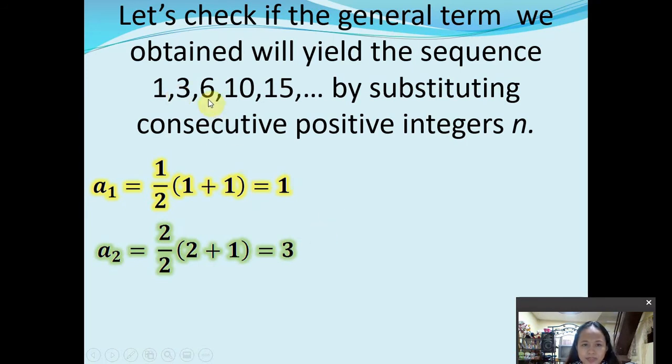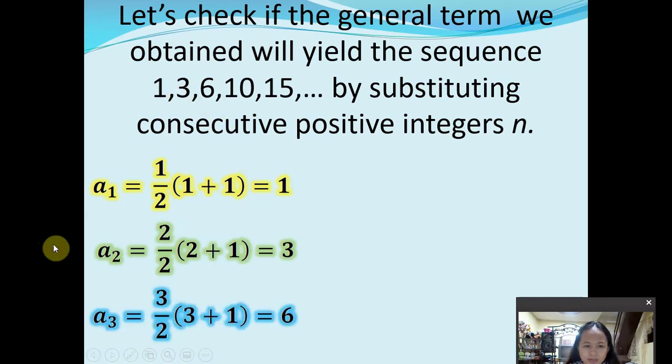For the third term, that's 6. Okay, so we have the third term. So our n here is 3, so we replace n with 3, and the other n with 3. So we have 3 plus 1, that is 4, times 3 halves, that is simply 4 times 3 is 12, divided by 2, and that is 6.